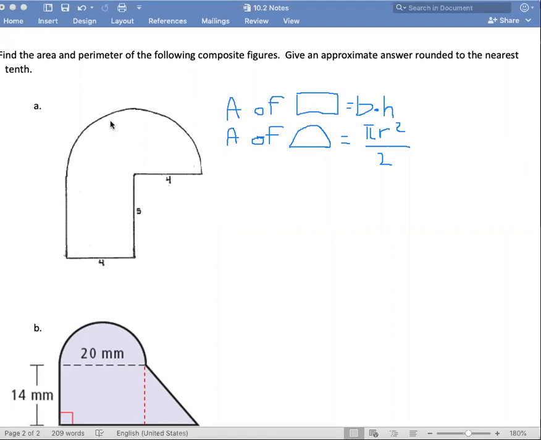So for this first shape, this first composite figure, I want you to pause the video and ask yourself, what two shapes could you possibly divide this figure into? So go ahead and pause the video now and answer that question.